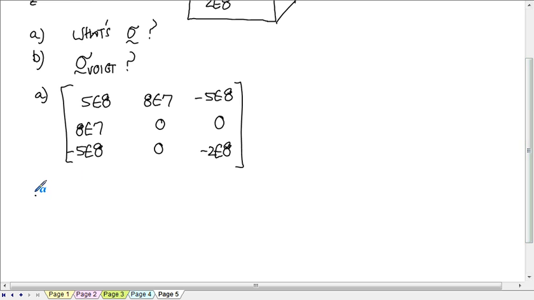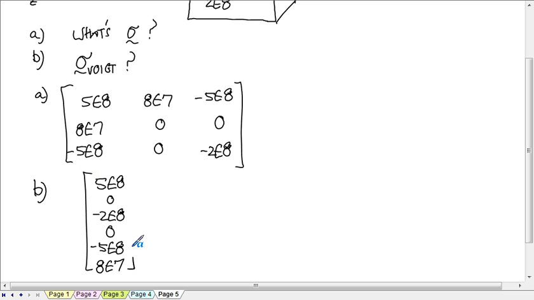And then for the Voigt notation, there's XX, YY, ZZ, and now YZ is 0, XZ is negative 5 times 10 to the 8, and XY is 8 times 10 to the 7. Any questions about that?